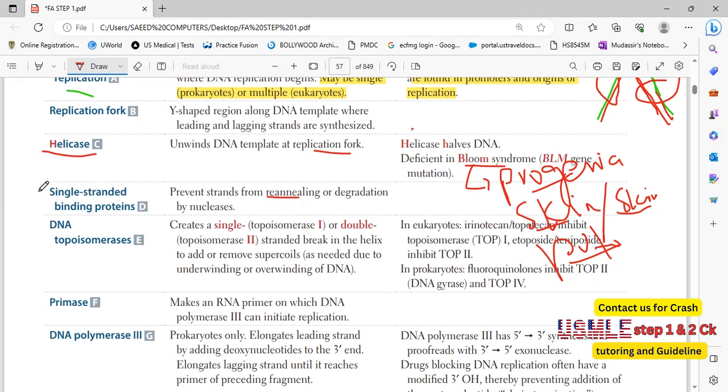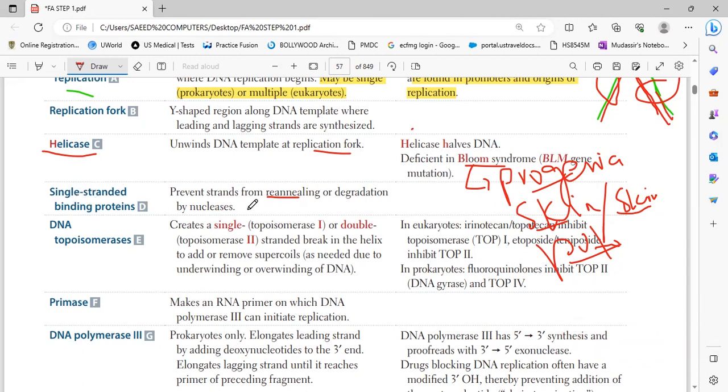So these are the functions of single strand binding protein: prevent re-annealing and prevent degradation by nucleases. So that is single stranded binding protein.